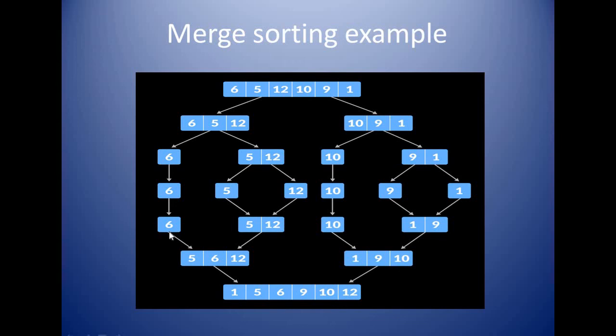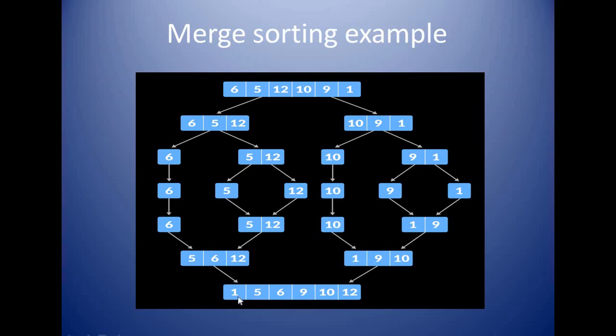So in 6, 5 and 12, which is the smallest element? 5 is the smallest element. The next smallest element will be 6. Finally 12. So the left hand side is arranged. On the right hand side, 1 is the smallest element, the next smallest element is 9, the next smallest element will be the last element, 10. So it is merged into a subtopic. So finally we have to arrange in a single array. Single array means we see which is the smallest element from the left hand side and right hand side.